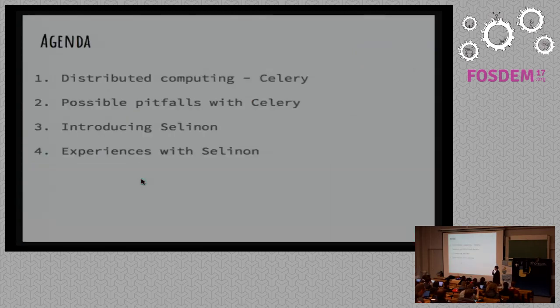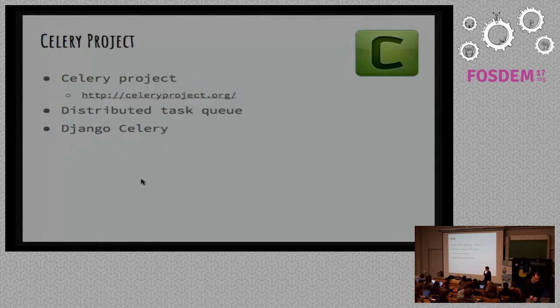My name is Fridolín Pokorný, and this presentation will be about distributed computing with Python. Let's have a look at the agenda. First I will talk about Celery. Celery is quite a popular project. If you don't know it, I will discuss some basics. Then I will show some pitfalls you can find when using Celery, and basically why Selinon was developed. I will show you the key idea behind Selinon, and also some experiences I've had with Selinon.